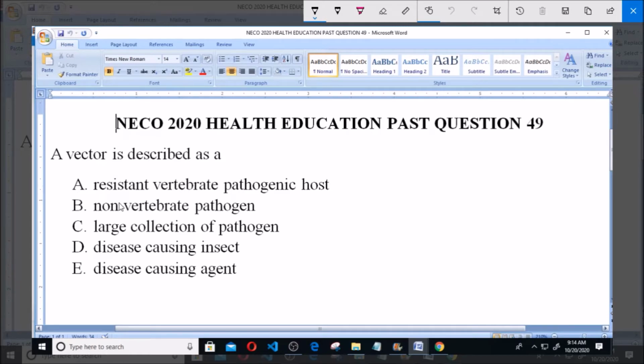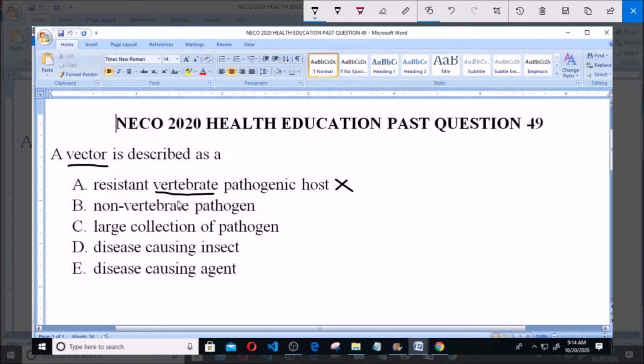Now, vectors, according to option A, are resistant vertebrate pathogenic host. This option would have been correct if this vertebrate here was to be invertebrate, because it is known that vectors are invertebrates. They do not possess a backbone, so this answer is invalid. Option B says they are non-vertebrate pathogens.